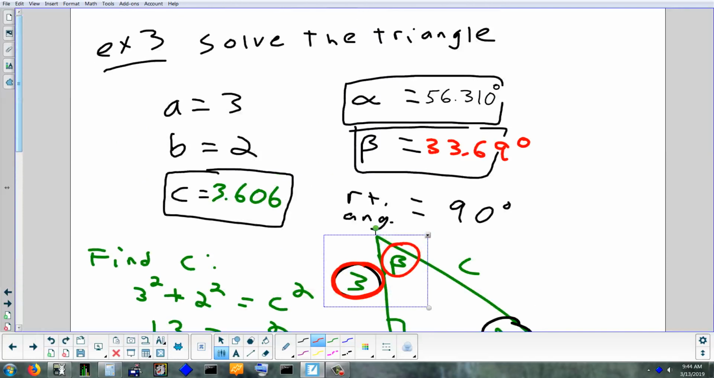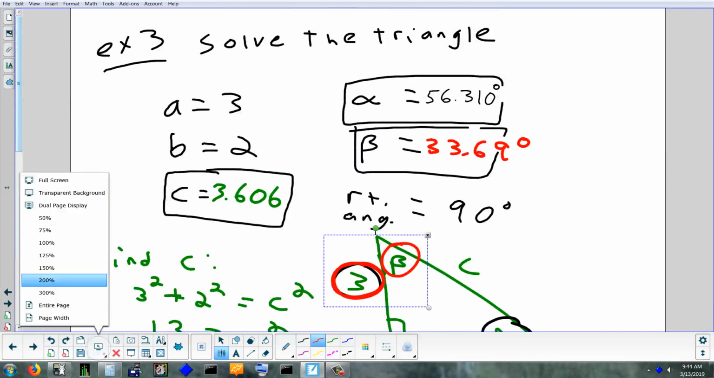Any questions on this? Can you scroll back down? Yeah.